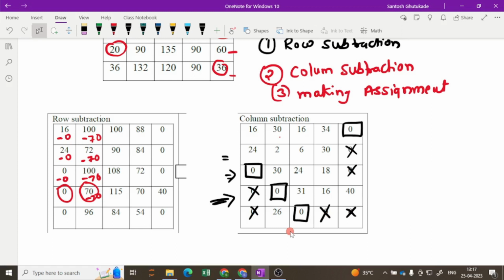Now our final answer is optimum when in each row and each column there is an assignment. At that time, if in each row and each column there is an assignment, then our answer is the optimum answer. But in the second row there is no assignment. That means we have to modify this matrix again and solve with the further steps. So what is the further step?